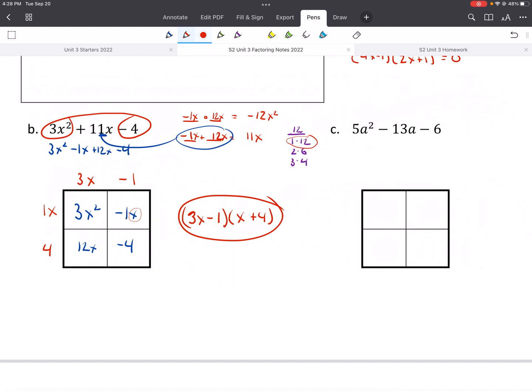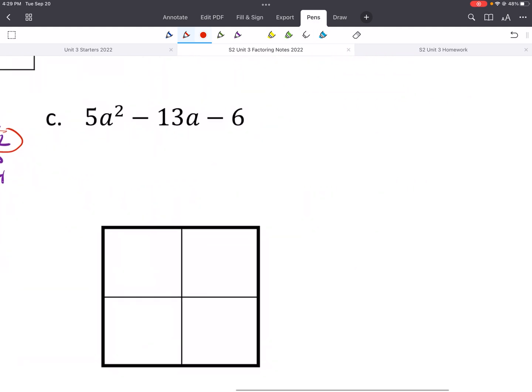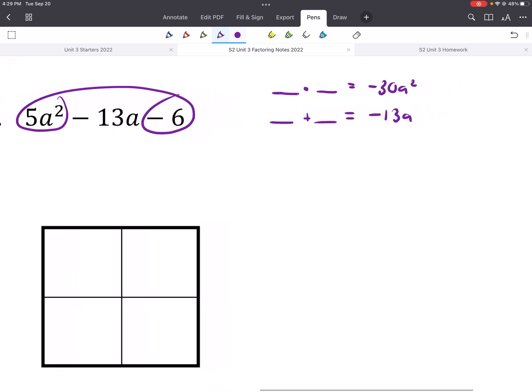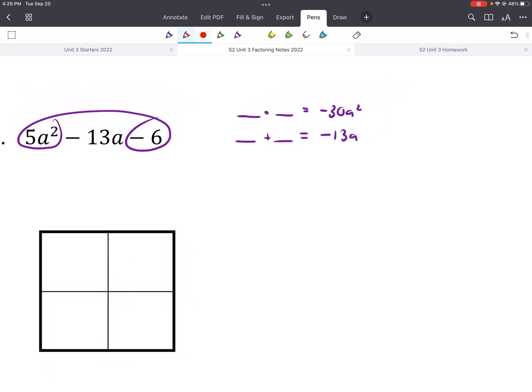Okay? All right. Why don't you pause and give C a try, and then you can check and see how you did. All right, so we multiply first and last, so it needs to multiply to give us negative 30a squared, and add or subtract to give us negative 13a. I promise the more you practice this, the faster it's going to come for you. I'm trying to go a little slow, but as you practice and practice, you'll get a lot better.